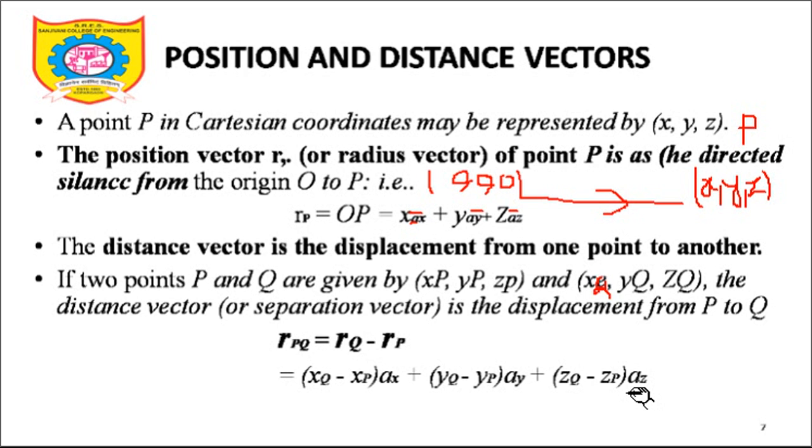So what is the basic difference between position vector and distance vector? Position vector is the distance of the point from origin, and distance vector is the distance between any 2 points in the space. I hope this concept is clear. If you don't understand, I will repeat it when the time comes, when we try to solve some of the numericals. This concept plays an important role, whether we are calculating distance vector or position vector.